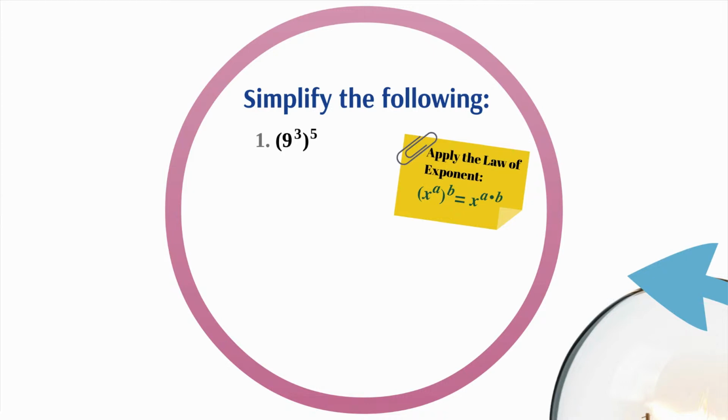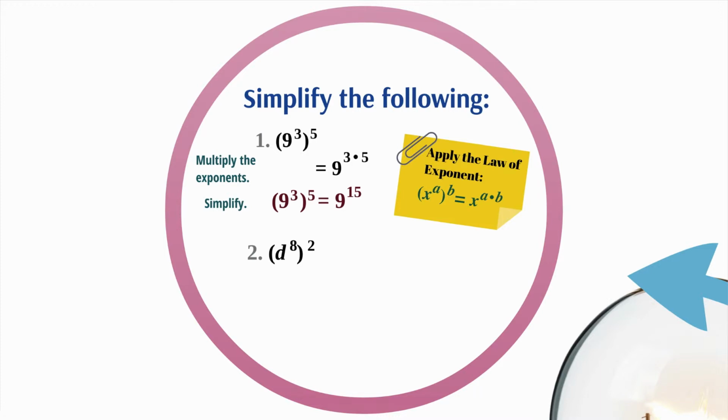How do we simplify the power of a power? That is by multiplying the exponents. So the exponents here are 3 and 5, and we have 9 raised to the product of 3 and 5. Then, let's simplify the expression. 3 times 5 is 15, so the cube of 9 raised to the 5th power is 9 raised to the 15th power.